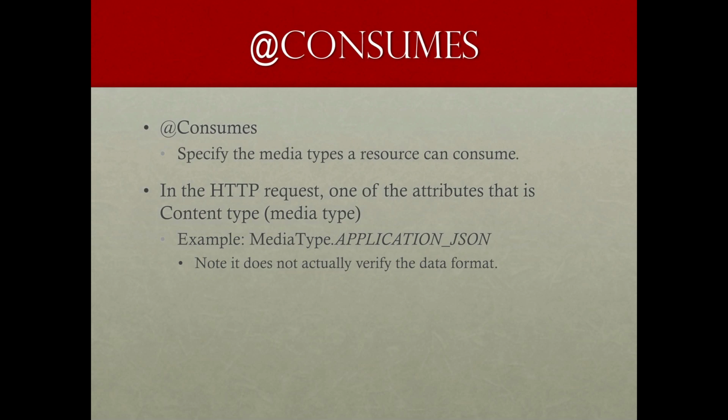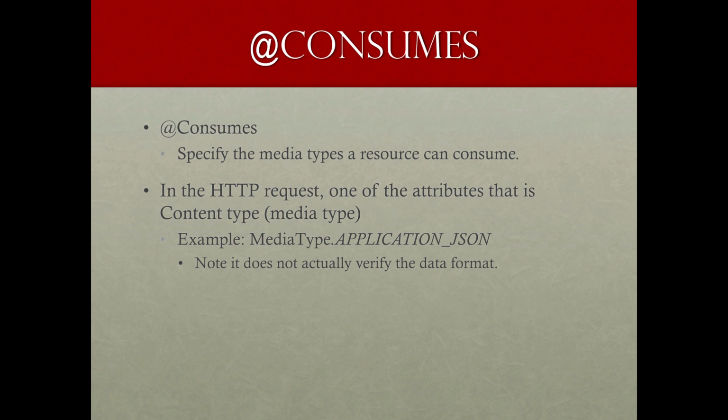What the @consume annotation does is that it basically restricts the type of content your Java resource is willing to handle or is willing to execute. So an example of this is that when an HTTP request comes up, within the header of that request, there's an attribute called content type. If the declared value of that content type is the same as the @consume annotation, then that HTTP request will be allowed to go through and your method will execute.